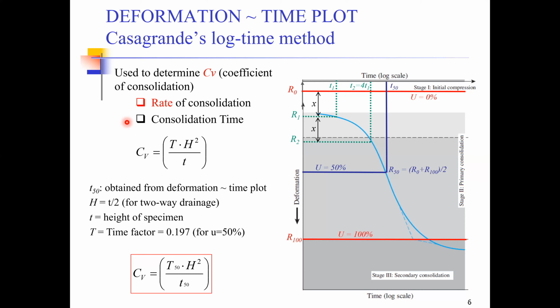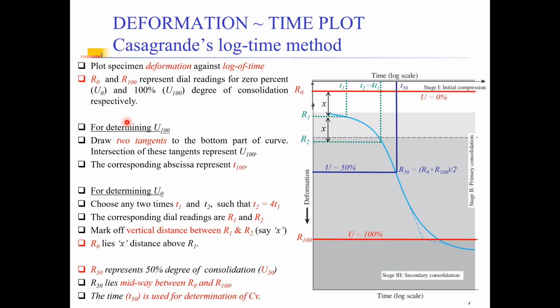Now, the same procedure that I've explained to you, I have summarized here for you as well. This is just for your convenience. It is the same procedure that we have seen. Step number 1 is plot the deformation versus log time graph. Then R0 and R100 represent the dial gauge readings for 0% and 100% degree of consolidation. When you want to determine R100, first of all, draw two tangents at the bottom part of the graph, and where they intersect, cut the graph, and this represents the dial gauge reading for 100% consolidation.